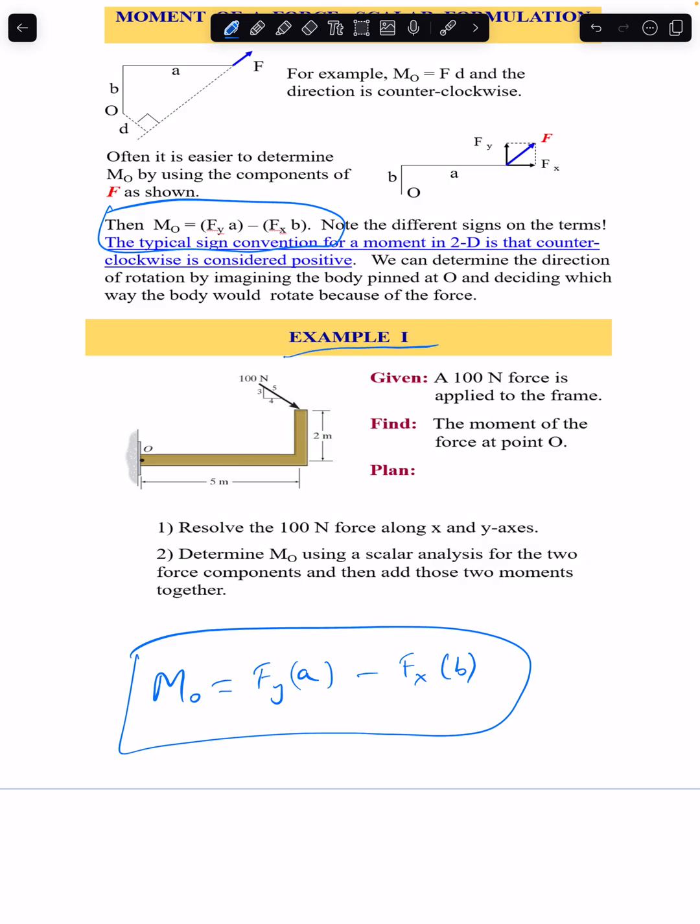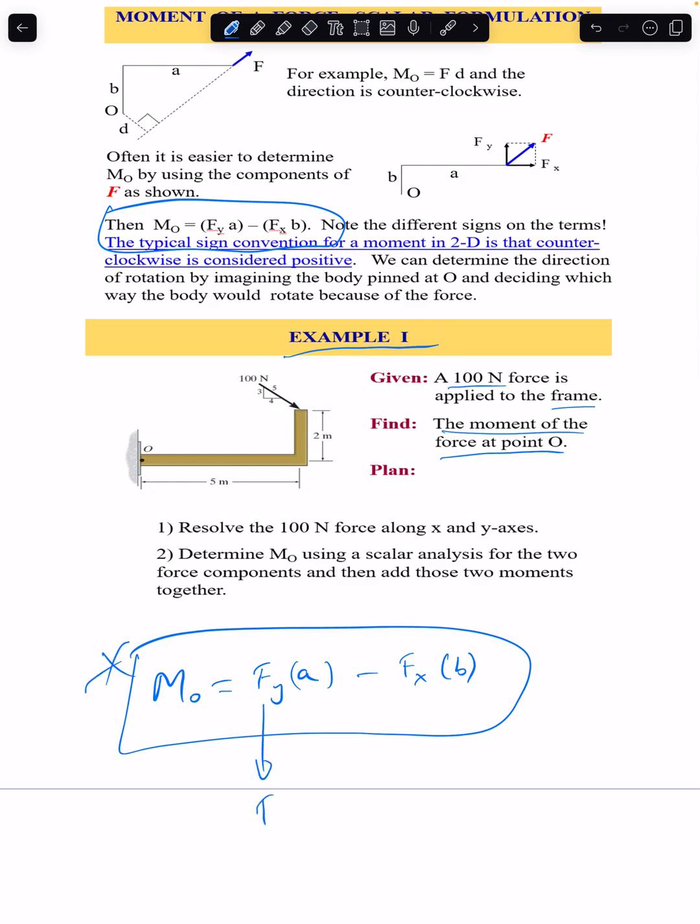We are given a force of 100 Newton and it's applied to the frame. We need to find the moment of the force at point O. And we are told that the moment of the force at point O is given as such.